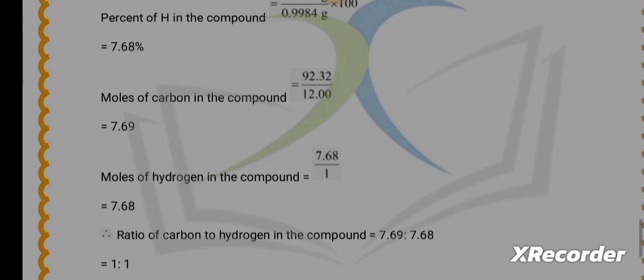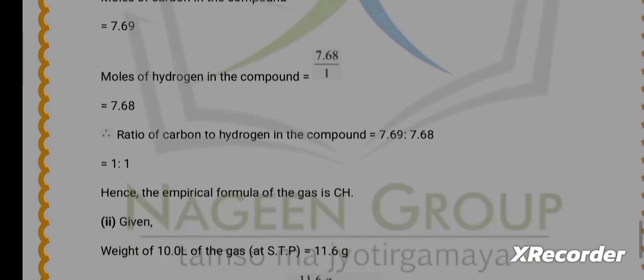Now write down the ratio of these two. Now the carbon to hydrogen ratio comes out to be 1:1. So the empirical formula is CH. Now this is your first part. Now in the second part we have to calculate the molecular mass of this gas.